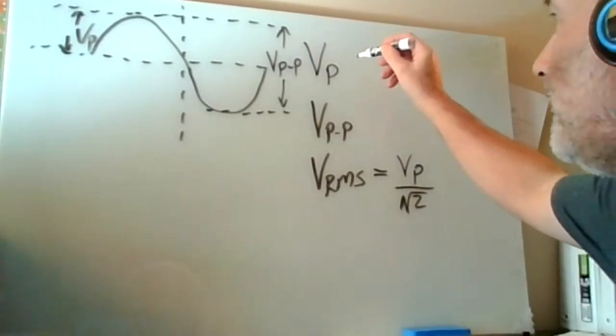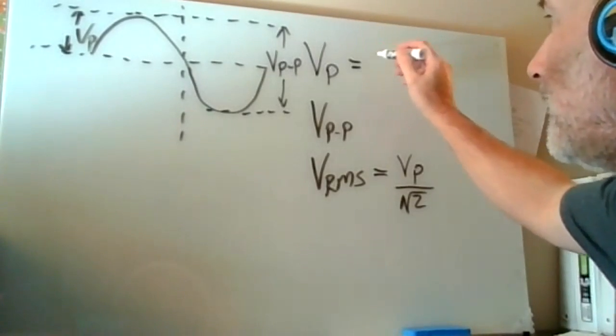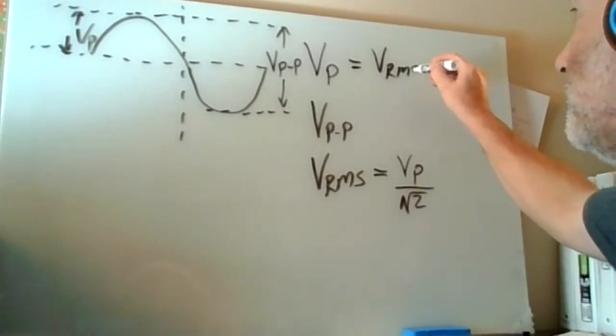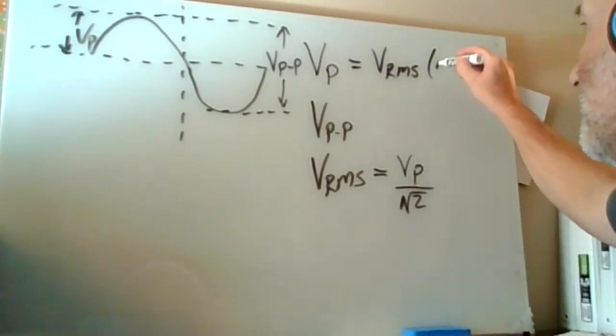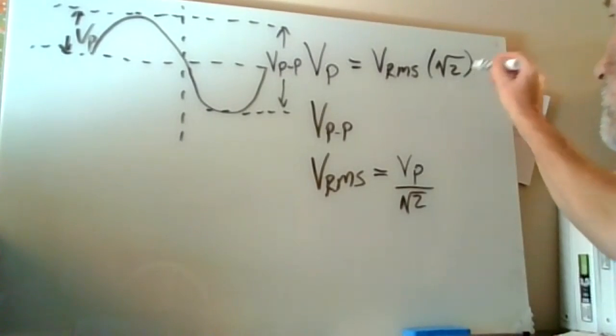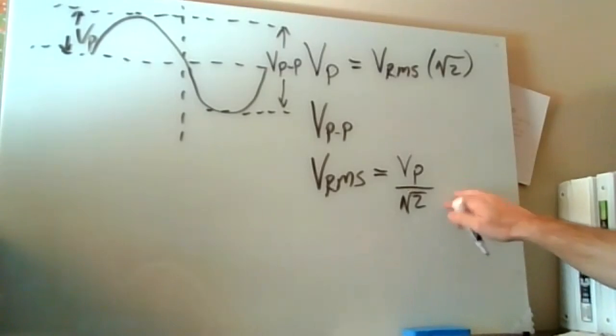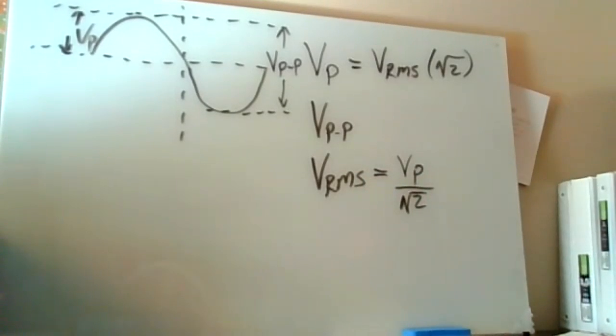So if I want volts peak and I got VRMS, volts peak is equal to VRMS times the square root of 2. Makes sense, right? If this one's divided by the square root of 2, if I multiply by the square root of 2, I get volts peak. Pretty simple, right? So far, not too hard.